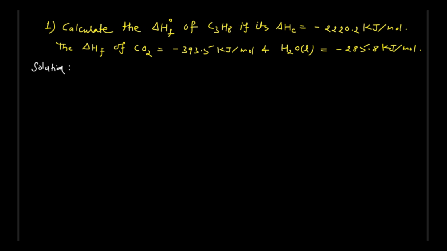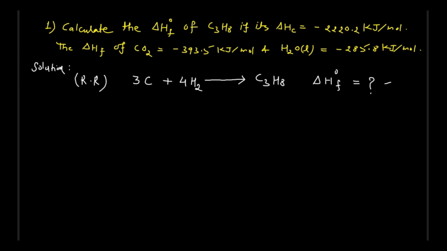So what is the required equation? Your requirement is: you need 3 carbons plus 4 hydrogens, and if you react them, you will have C3H8, and for this you need to calculate delta H standard F. This is your required reaction. I am writing RR, where RR stands for the required reaction.